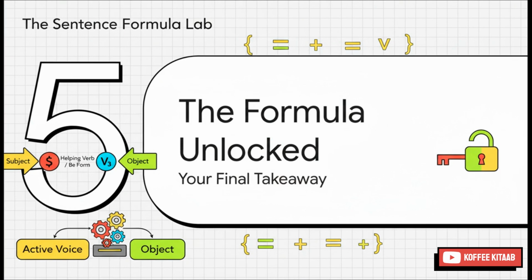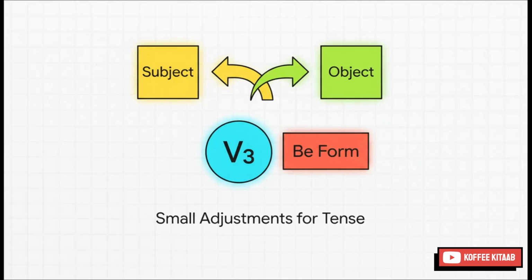And there we have it. We've taken what seems like this super complex random grammar rule, and we've shown that there's a simple, logical machine working right underneath it all. For you, the formula is officially unlocked. So the biggest thing to take away from all this is that you do not need to memorize hundreds of different sentences. You just need to understand and apply this core 3-step system: the swap, the V3 verb, and the little tweaks for tense. That's really all you need.